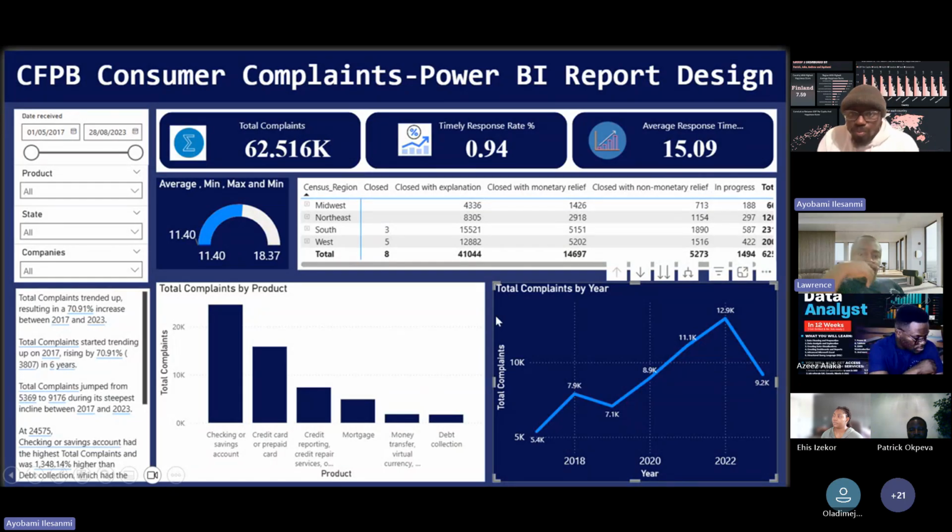Now moving on to total complaint by year. This is the chart representing the total complaints by year, and looking at this, we were able to see that the time they have the most complaints falls within the second and third quarter of the year. When you drill down this chart, you see that it falls within the second and third quarter of the year.